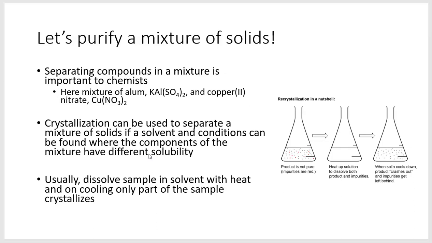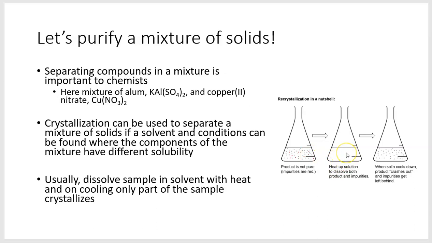This is a separation by crystallization, and it depends on having some difference in solubility between the compounds being separated. Usually what's going on is you take a sample that's a mixture. Here we've got little gray dots, little red dots, and we want to get rid of the red dots. So we'll take that sample, put it into a solvent, and dissolve it, often with heating.